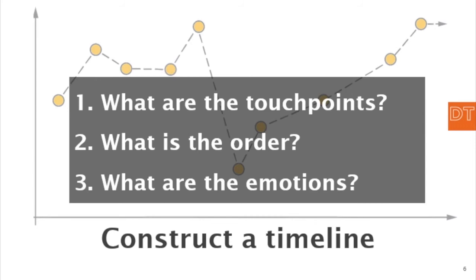Now that results in a horizontal line of the sequence of things that happened, the sequence of interactions, and then you have to pinpoint what you expect the emotions are that people are feeling. Is it positive or is it negative? Now, these things together enable you to construct a customer journey map.